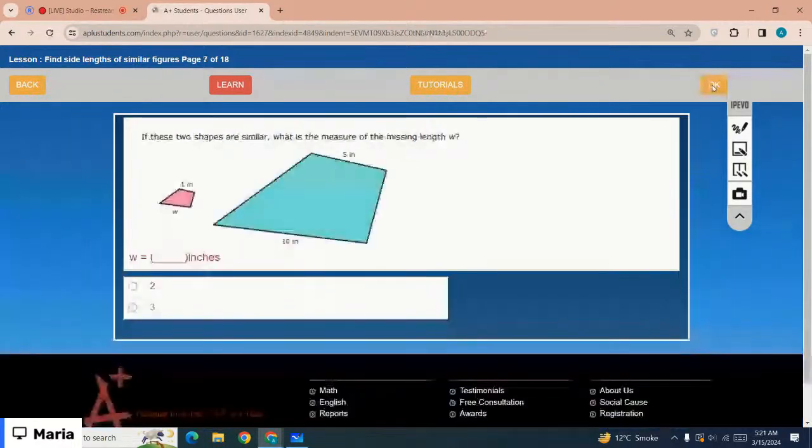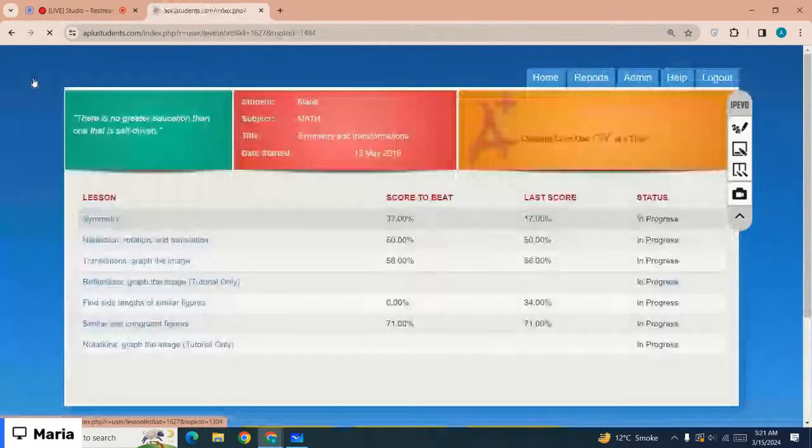Okay, you can complete the lesson by yourself later today. Let me just move on to the next lesson. And the next lesson is similar and congruent figures. Let's just start with the next lesson.